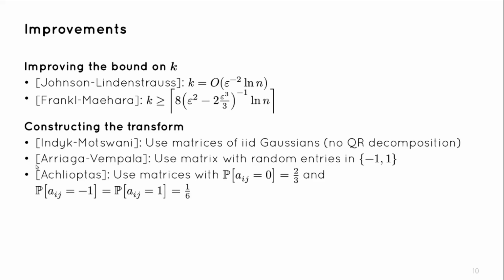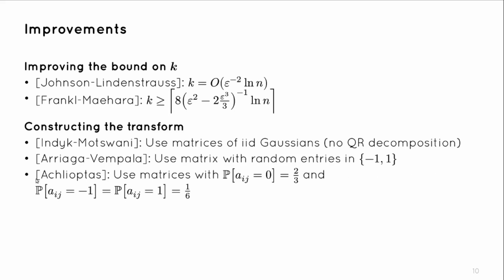Turns out you don't even need Gaussians. A later paper by Arriaga and Vempala showed that you can just use a matrix with random entries in minus 1, 1, like flipping a coin, and that also works. That's nice because you only need integers and you can do a bunch of stuff.